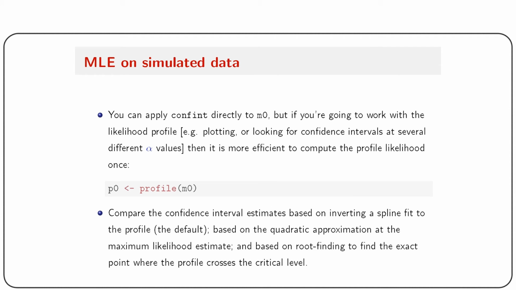You can apply confint directly to m0, but if you are going to work with the likelihood profile, for example plotting or looking for confidence intervals at several different alpha values, then it is more efficient to compute the profile likelihood once. So p0 = profile(m0) will give the profile likelihood, and compare the confidence interval estimates based on inverting a spline fit to the profile, based on the quadratic approximation at the maximum likelihood estimate, and based on root finding to find the exact point where the profile crosses the critical level.